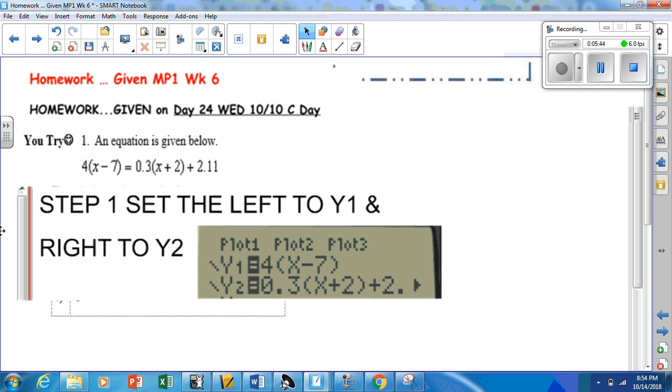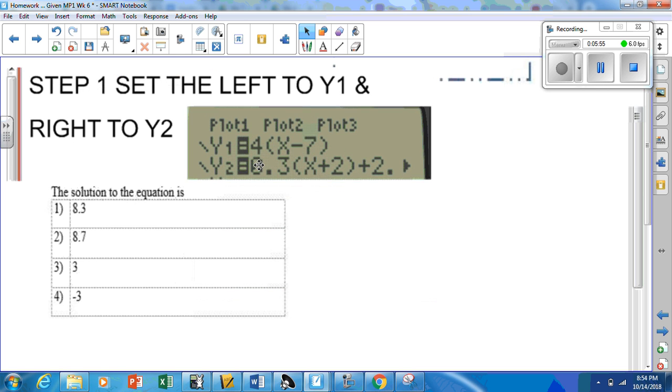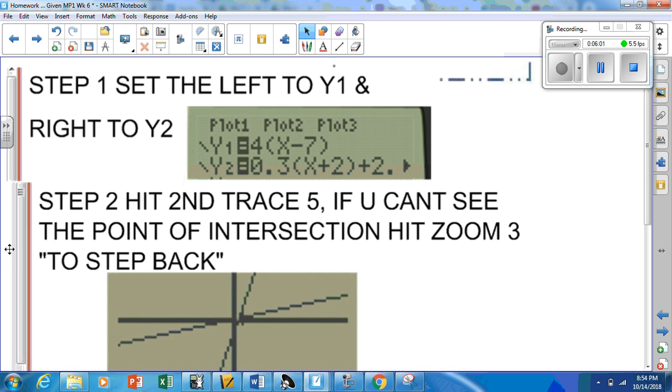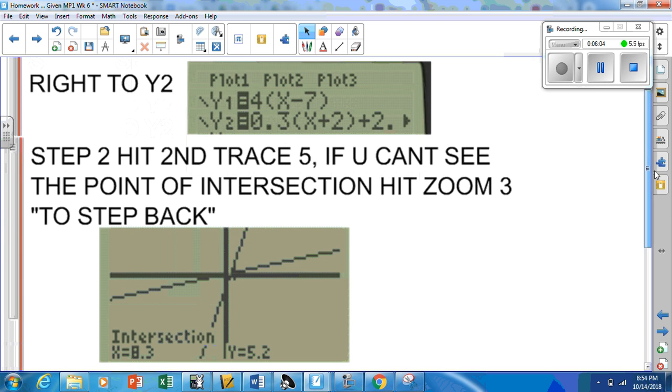All right. This will go on to the left side of the equation, y1, and what's on the right side will go into y2. Consider step two here. I must hit second, trace 5. If I can't see the point of intersection, I'm going to step out. But in this case, it looks like I do. I see that the intersection is 8.3 for x. So when x is 8.3, y is 5.2.